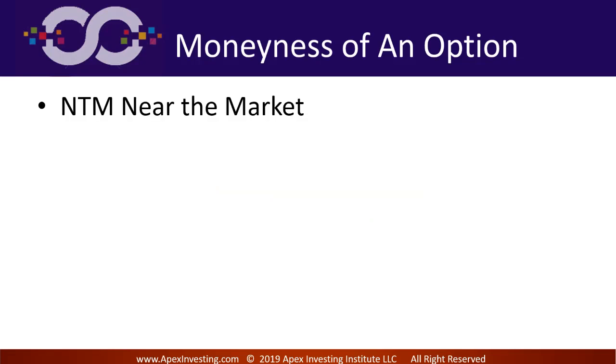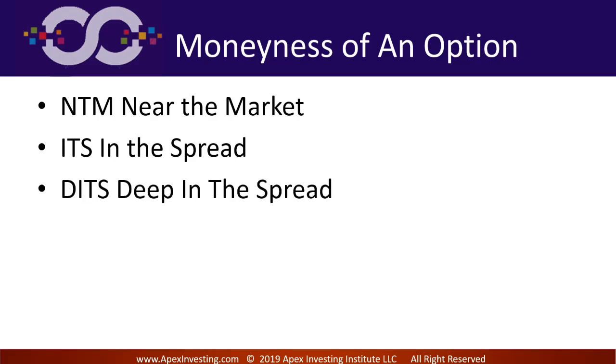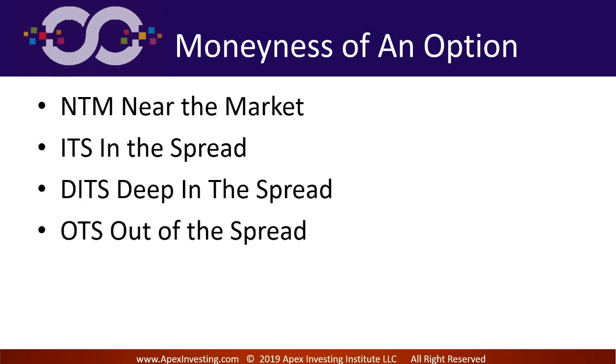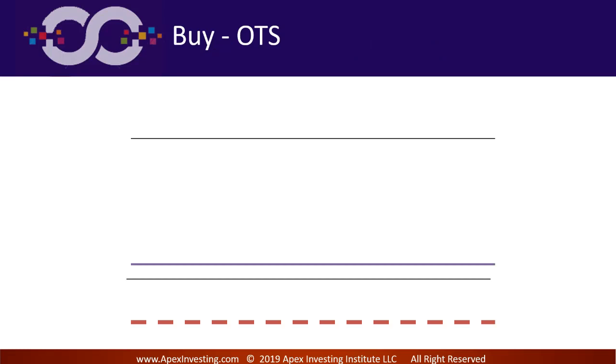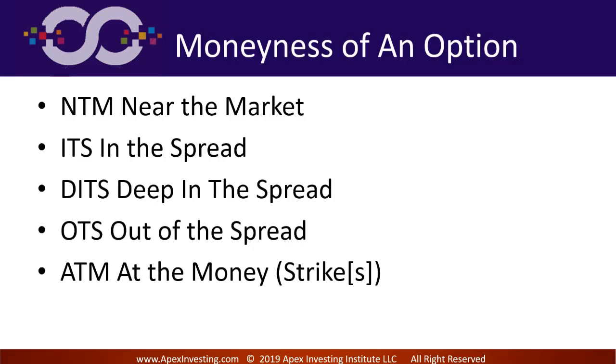We're going to have near the market. We're going to have in the spread. We're going to have deep in the spread. We're going to have out of the spread. And we're going to have at the money. Those are the terms we're going to learn today: near the market, what that means concerning a spread option on Nadex, an in the spread option, a deep in the spread option, out of the spread, and an at the money or at the strike option.